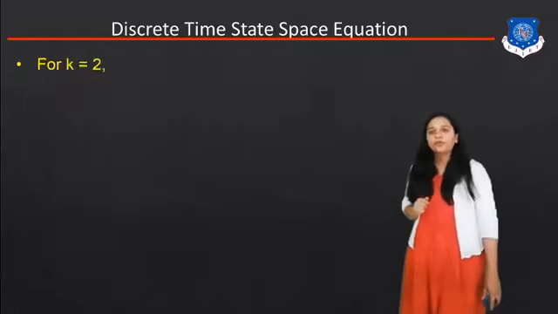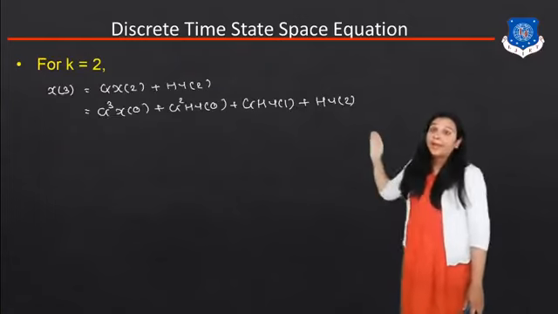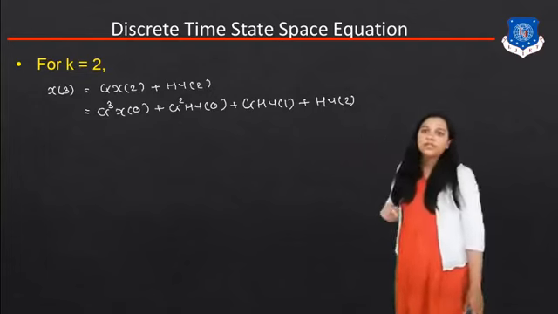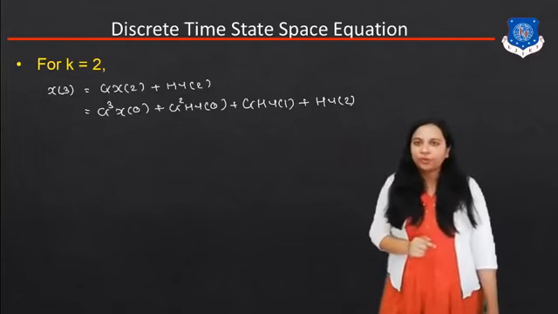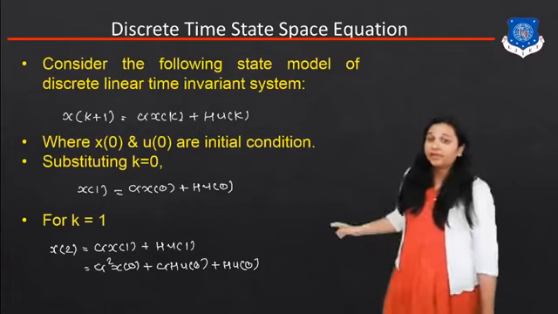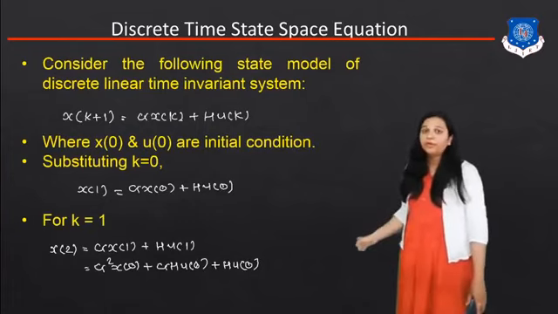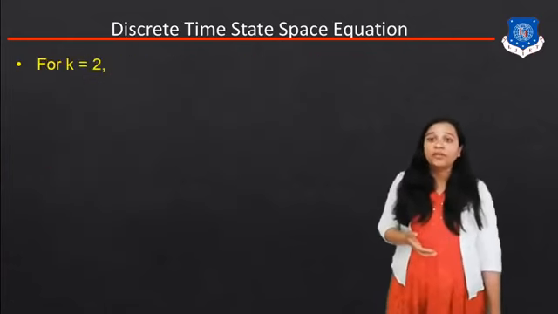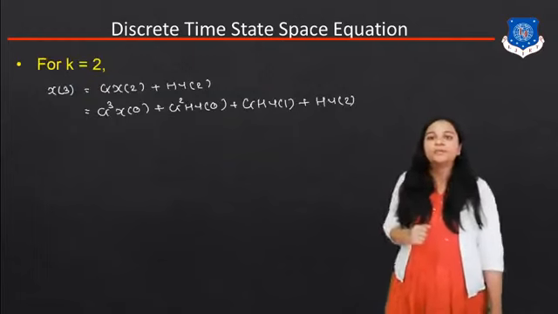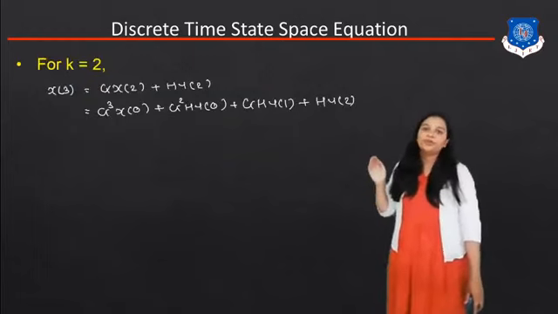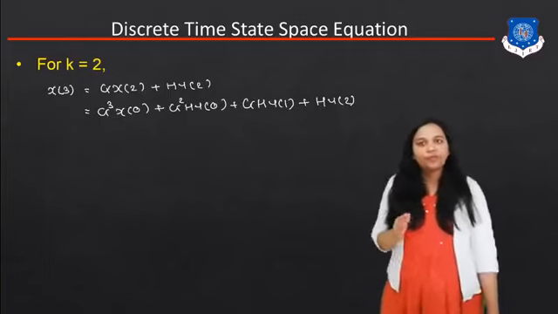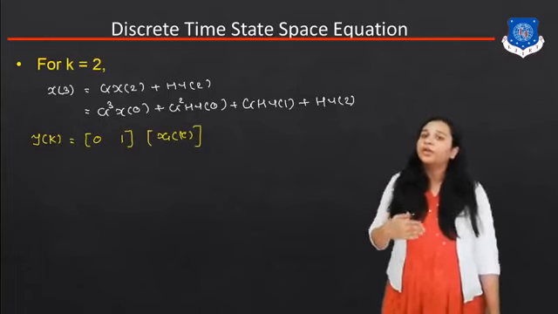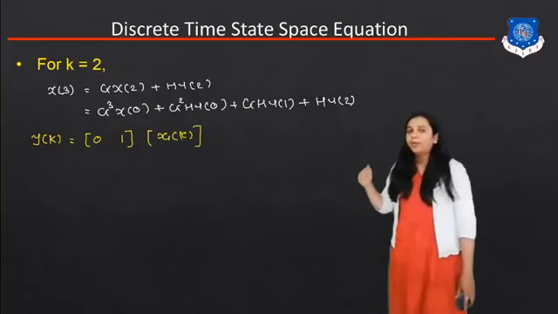Now for k equal to 2, the equation becomes x of 3, because k plus 1, 2 plus 1, is equal to 3, equal to G x of 2 plus h u of 2. As you know, the equation of x of 2 is proven here. Putting the value of x of 2 in the next equation, we get G cube x of 0 plus G square h u of 0 plus G h u of 1 plus h u of 2. So whenever we put a different value of k, we get this type of equation.